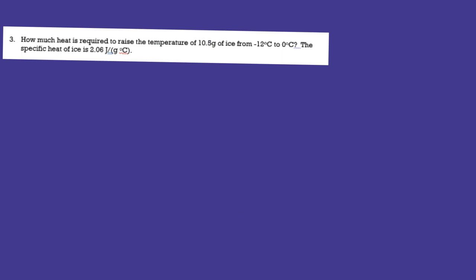All right, how much heat is required to raise the temperature of 10.5 grams of ice from negative 12 degrees Celsius to 0? And we notice here that the specific heat for ice is different than water, and that's true that every different state of matter for a substance will have a different specific heat. They're not all the same because they have different thermal conductivities.